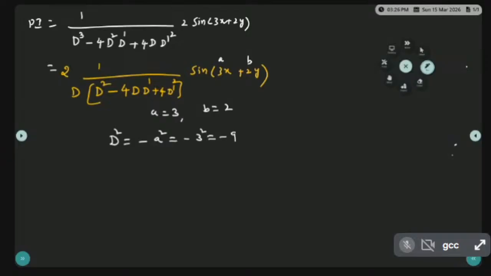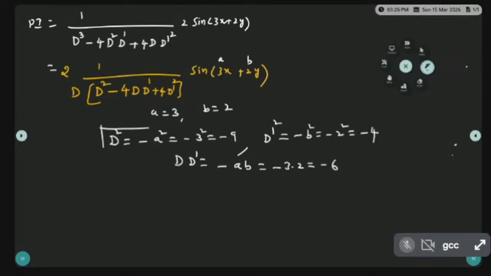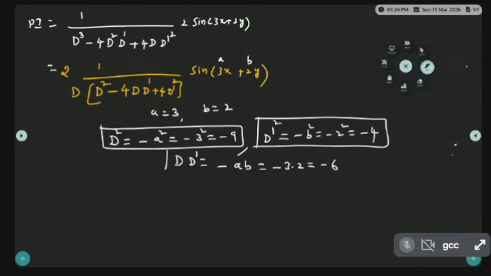D square value minus a square minus 3 square. Now, may I know what is the formula for d dash square? Tell me everybody. Minus b square minus 2 square. Okay, fine. Next, d into d dash minus ab minus 3 into 2 minus 6. Yes, this is first one. This is the second one. This is the third one.